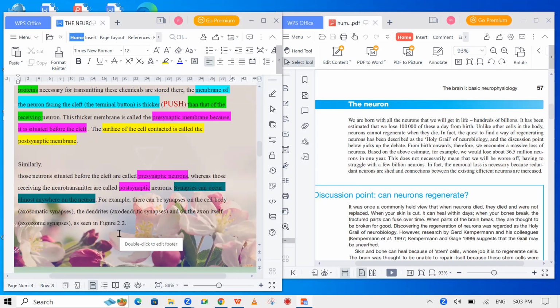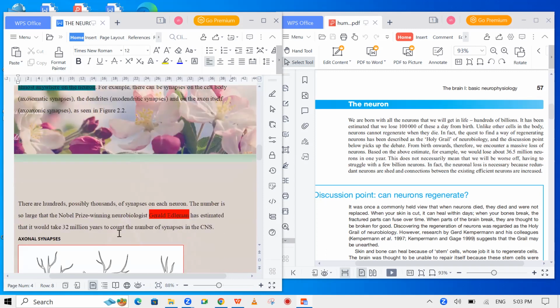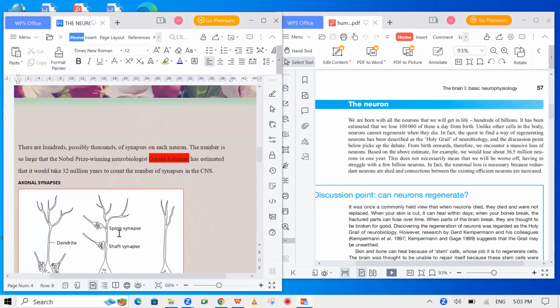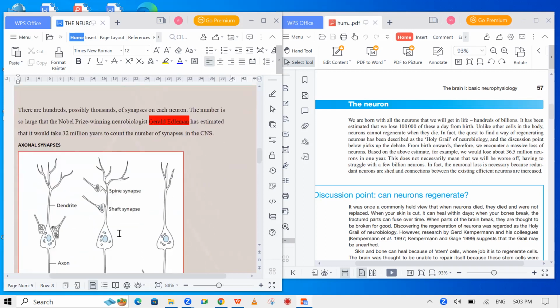Synapses can occur almost anywhere on the neuron. For example, the synapses of the cell body, the dendrites, and the axon itself. So we have already seen the picture. There are hundreds, possibly thousands of synapses on each neuron. So the synapses help to transfer the information from one to another.